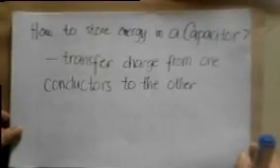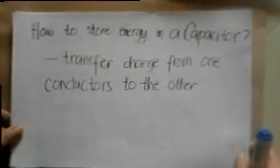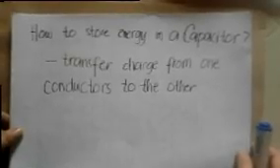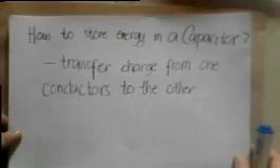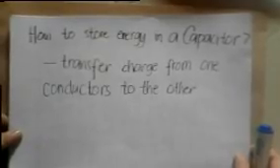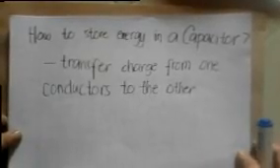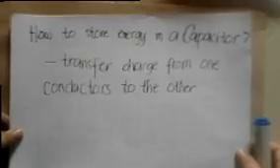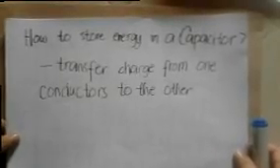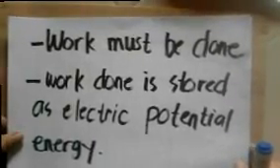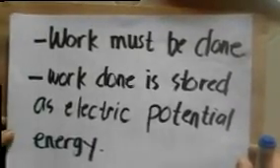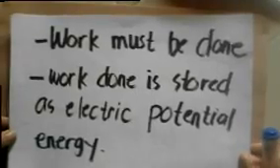To store energy in a capacitor, transfer charge from one conductor to the other so that the one has a negative charge and the other has an equal amount of positive charge. To move the charges through the resulting potential difference between the conductors, work must be done, and this work done is stored as electric potential energy.